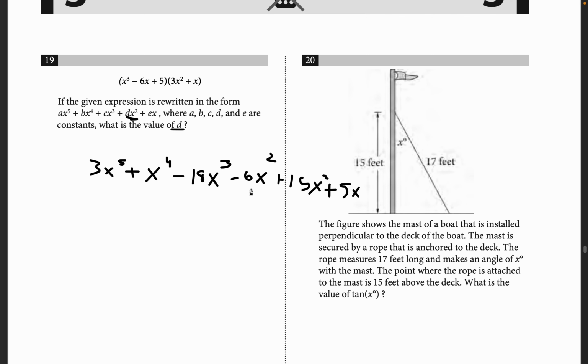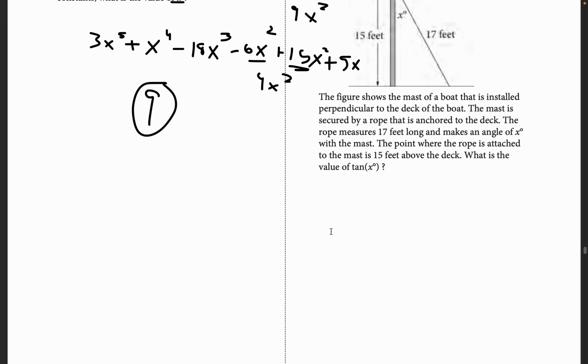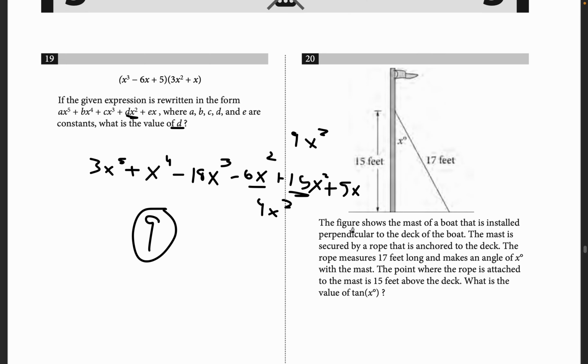And then we gotta add like terms here. Negative 6 plus 15. That's 9. So 9x squared. So it's 9, because this will match up to 9x squared. And then what is d? Dx squared, the value of d is 9. The last question.